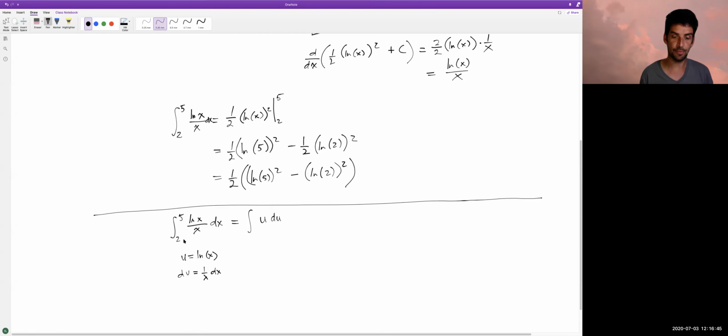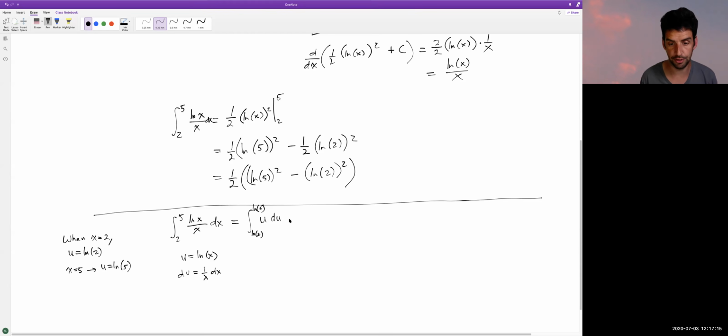However, I have to pay attention to my bounds, right? This is as x goes from 2 to 5, but now I'm not dealing with x, I'm dealing with u. So I'm going to come over off to the side and say when x equals 2, u equals the natural log of 2. So that bottom bound becomes the natural log of 2. And when x equals 5, u equals the natural log of 5. Right?